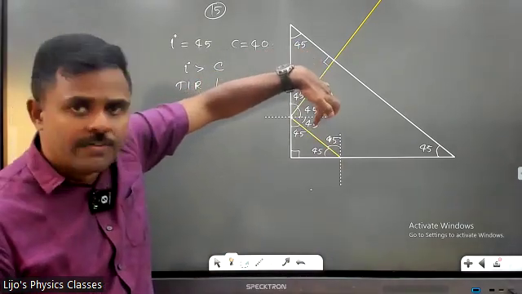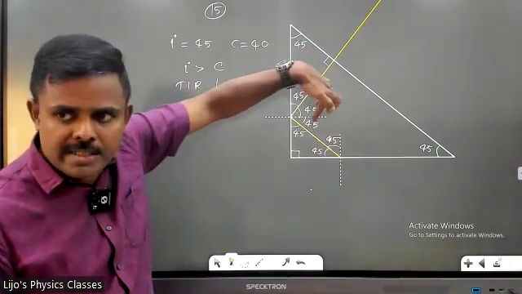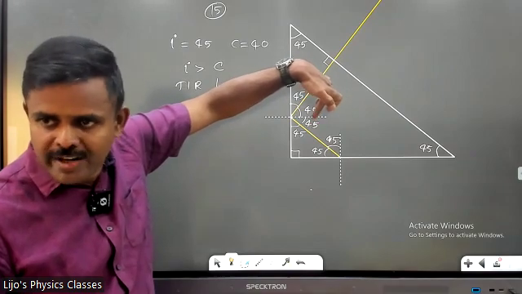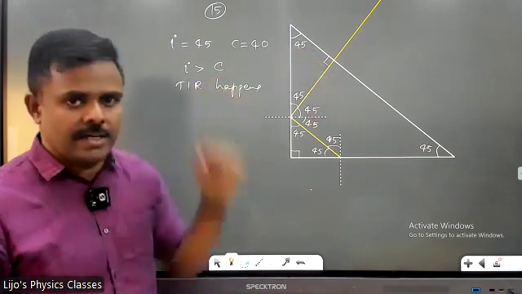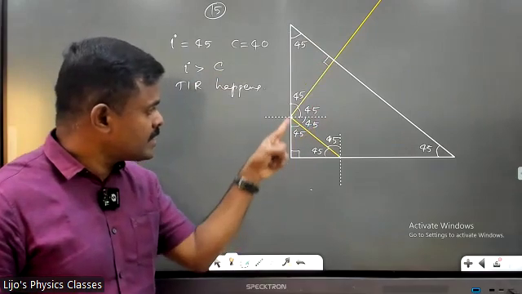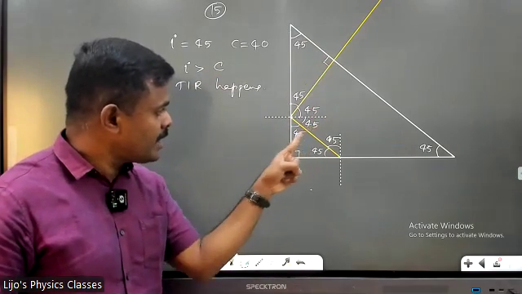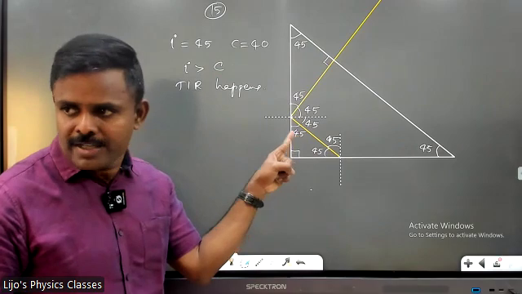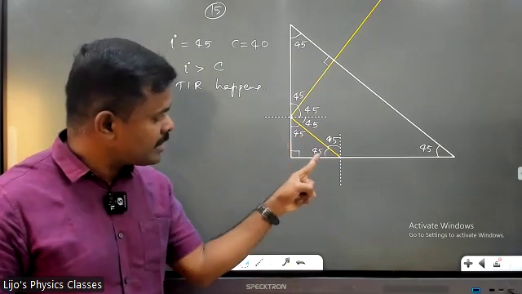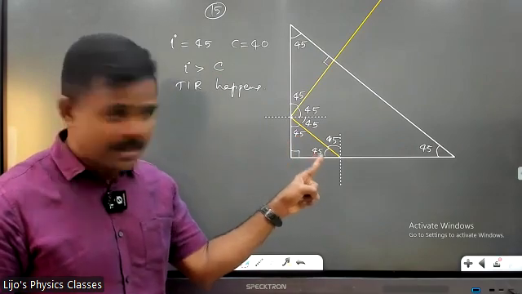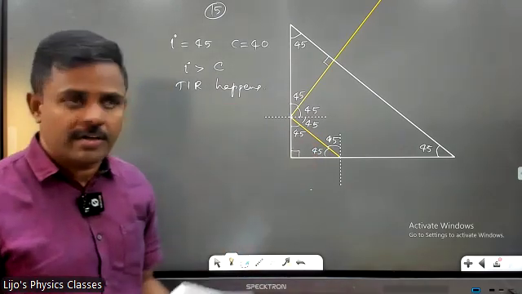Why is the next one 45? Angle of incidence is equal to angle of reflection. Law of reflection. If this is 45, this is 90. 45 minus 90 minus 45, this is 45. If that is 45, this is already 90, this will be 45. Correct. If that is 45, next angle will be 45.